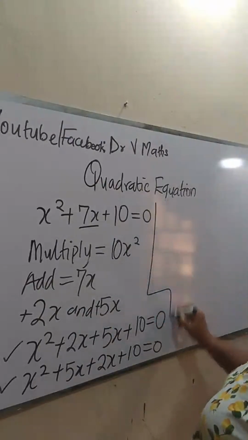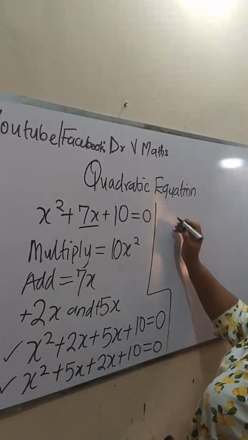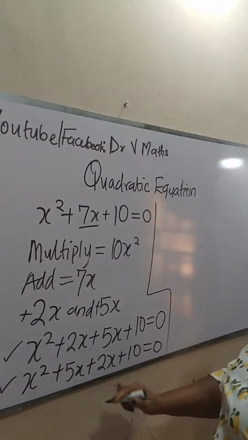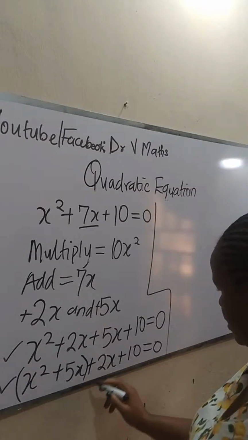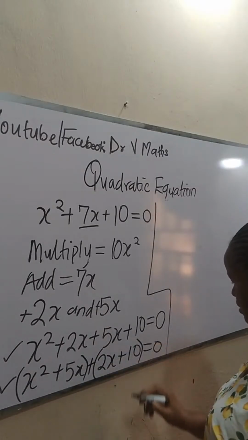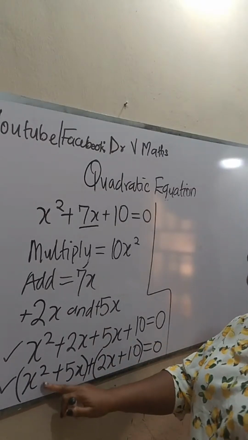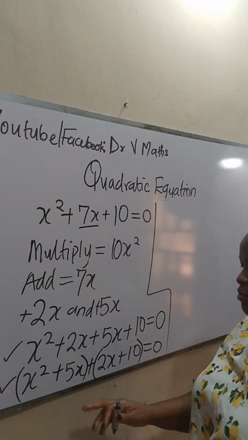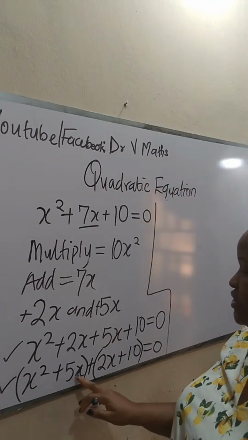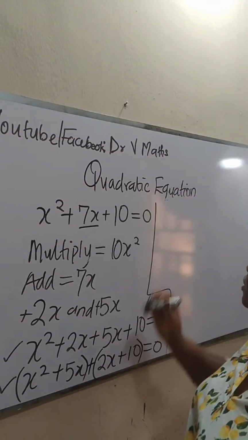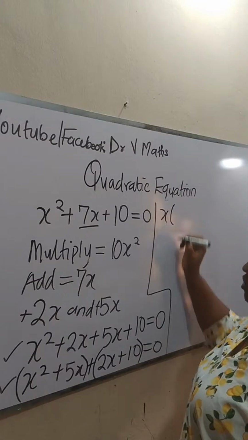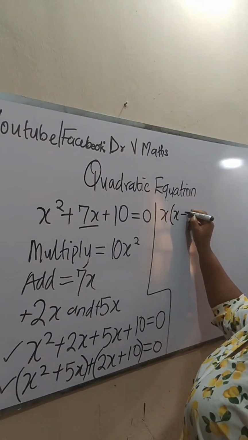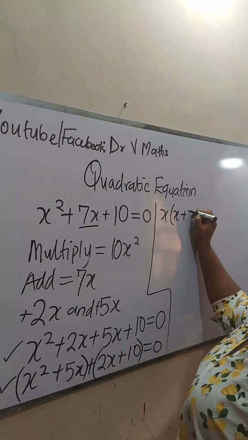Having done that, let's work with this. I'm going to put both in brackets, separated by parentheses. Now we consider x squared plus 5x. We look for a number or a variable that is common. Here, x is common, so we factor x out. x squared divided by x gives us x, plus 5x divided by x gives us 5.